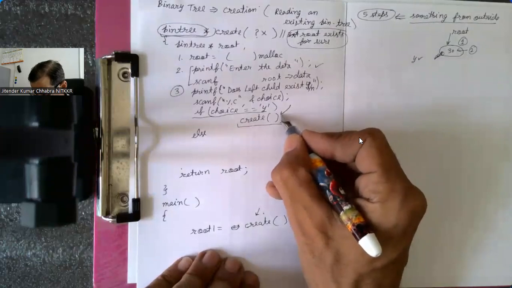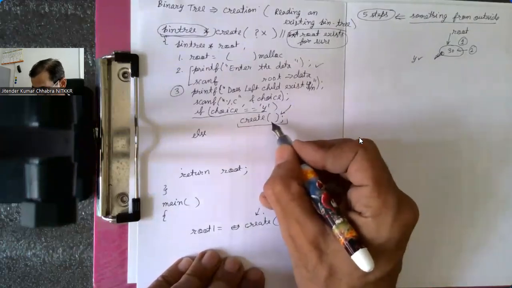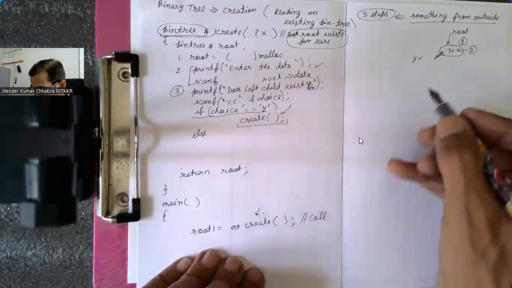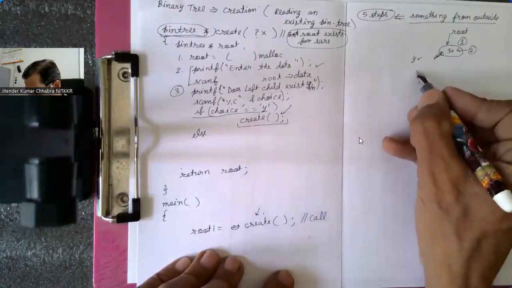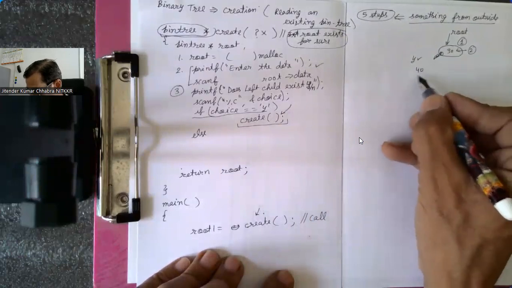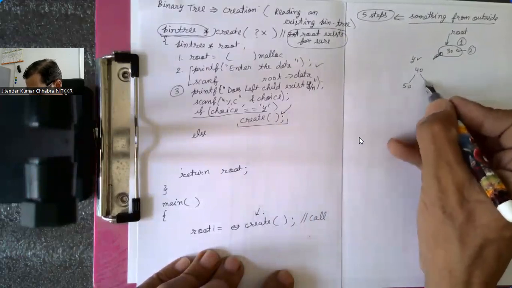Now, as soon as I wrote yes, the create function is called. The create function will mean read a left subtree. Let's assume my left subtree used to be, let's say, something like this.